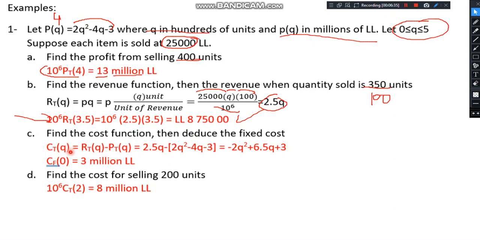Now find the cost function. Profit is revenue minus cost, so cost is revenue minus profit. So this is the revenue, this is the profit. Don't forget the minus sign before all of the profit, and you're going to have this one. And then the fixed cost: you take Q to be 0, so the fixed cost will be 3 million Lebanese lira. Then find the cost from selling 200 units. So here it's million C of 2, you replace by 2, and you're going to get 8 million Lebanese lira.